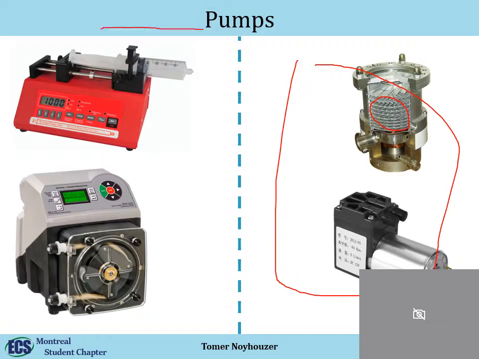If you're using larger volumes, then you can use one of these pumps. On the top, you have a syringe pump. A syringe pump basically pushes a syringe either forward or backwards, draws the liquid, and just like the turbo pumps, some of them are programmable. The one here in the picture, I once bought for around $100, so they're not that expensive.